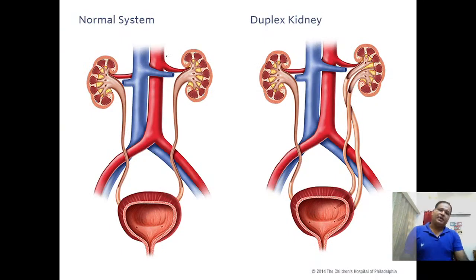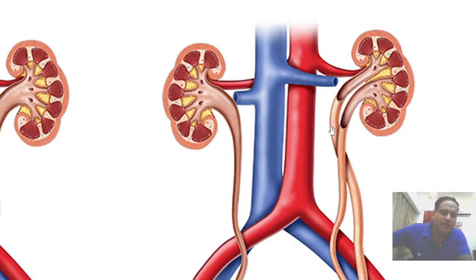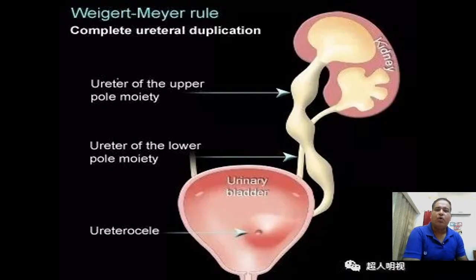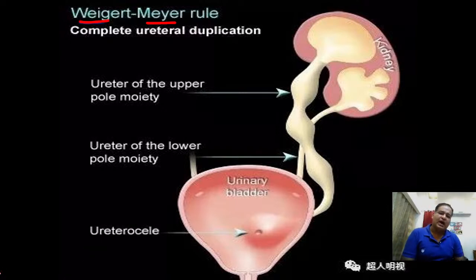Now, the next topic, duplication of the ureters. You can see duplication of the ureter. Generally it is associated with an ectopic ureter. Fine. Now, what you need to know here is only one thing, that is the Weigert-Meyer rule. Fine. Now you see here, two ureters. This is the ureter draining the upper part of the kidney. This is the ureter draining the lower part of the kidney.